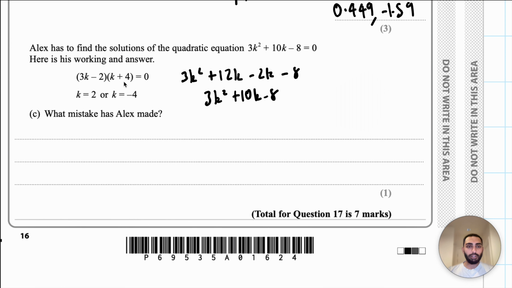We'll look at the next bit. We've got two numbers that multiply to make 0. So one of them will have to equal 0. We're going to do 3k minus 2 is equal to 0, and k plus 4 is equal to 0. This one's a little bit easier, so we'll do that first. Take away 4 from both sides. k is equal to negative 4, so that bit's correct.